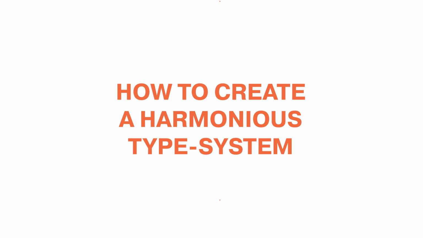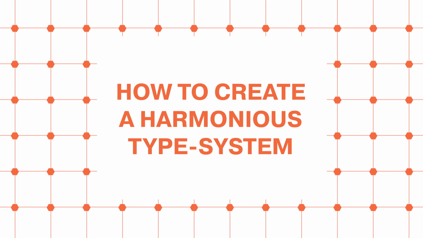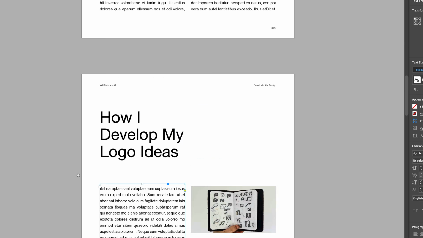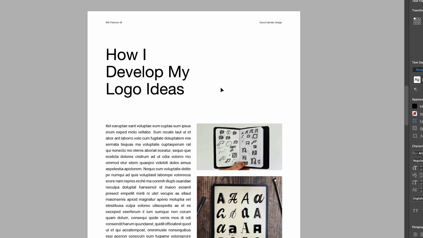In tip number 3, I'm going to show you how to create a harmonious type system using the golden ratio. The first thing you want to do is work out what your baseline, your body text is, which is the text that you spend most of the time reading. Here we have body text, we have title and captions. How do we know what size it should be for print or digital media?